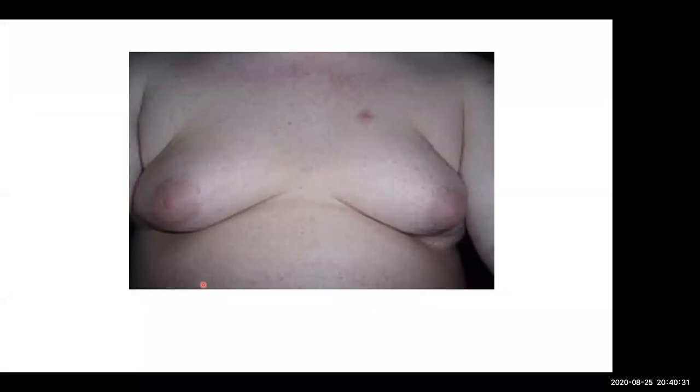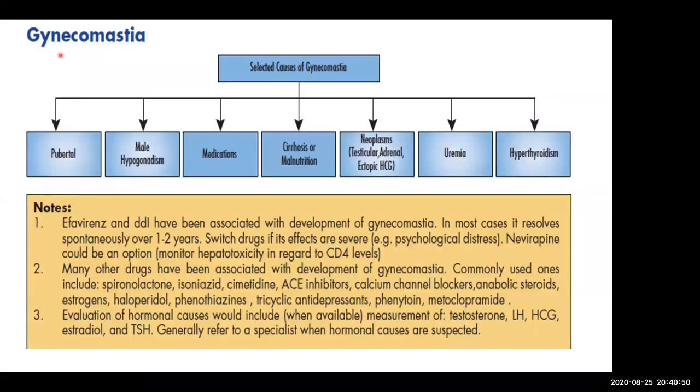Here's another condition which is common, where patients take ARVs and they come back with either painful breasts or breasts that are growing in size. And most of the time, unfortunately, it's males. We call this condition gynecomastia, right? Gynecomastia, which is the hyperproliferation of your lactiferous ducts.